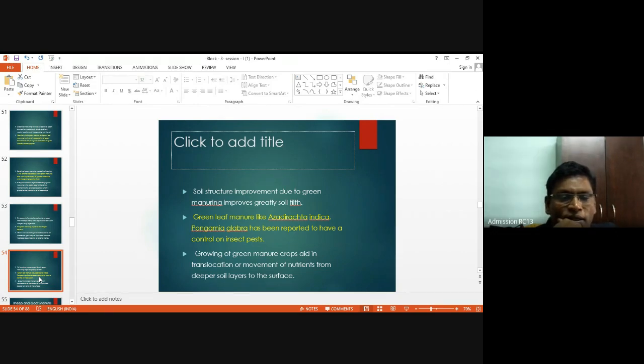Green leaf manures like Azadirachta indica and Pongamia glabra have been reported to have control on insect pests. So these green manures also act as pest control. Growing of green manure crops aids in translocation and movement of nutrients from deeper soil layers to the surface layer. So when you apply green manure to the soil in the crop field, it helps the nutrients move from the deeper layer to the surface layer of the soil, and nutrition is made readily available to the crop.